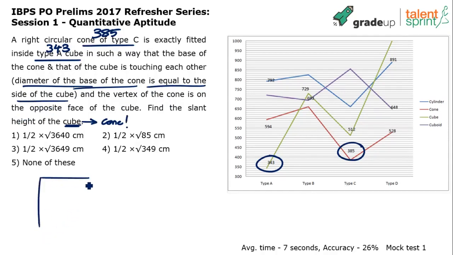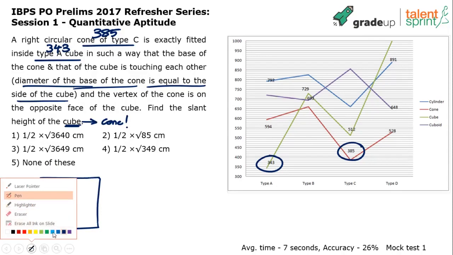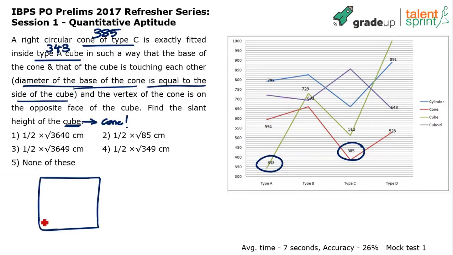Let's say this is the cube. I'm giving you the front view of the diagram here. The cone would be, let me draw the cone in a different color so that it's easy to follow. This is the front view of the cone inside the cube. There is a type A cube, we know the volumes already, in which we have put a right circular cone. It has been put in such a way that the base of the cone and that of the cube are touching each other. So see, base of the cone is touching the base of the cube.